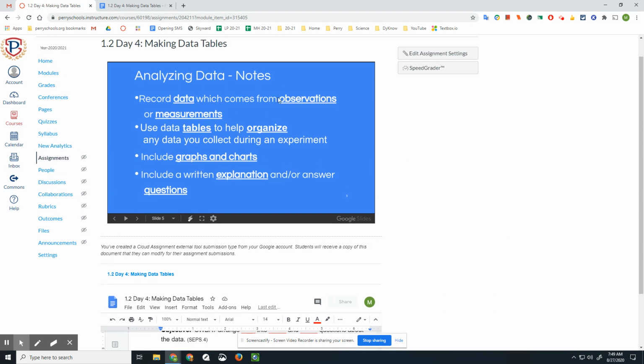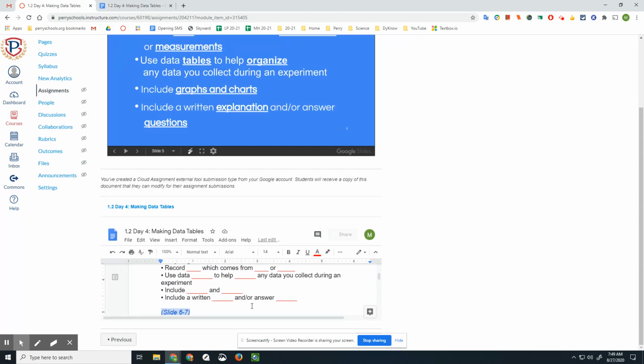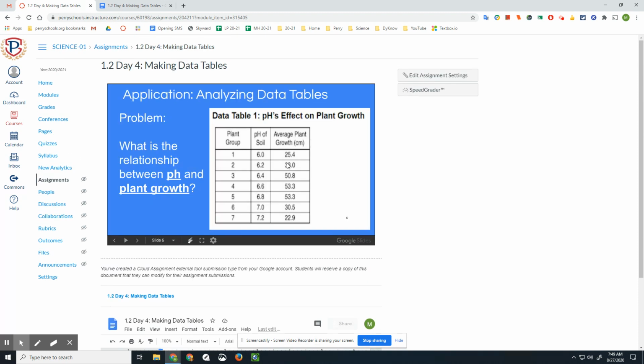Record data, which comes from observations or measurements. Use data tables to help organize any data that you collect during an experiment. Include graphs and charts. Include a written explanation and/or answer questions. Okay, so those are your notes there. Next is slides 6 and 7.